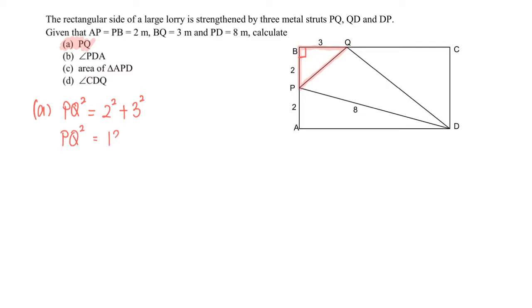This will give me a value of 13, and therefore my PQ is the square root of 13. 3.60555 to 6 sig fig, followed by 3.61 cm. This will be to 3SF.